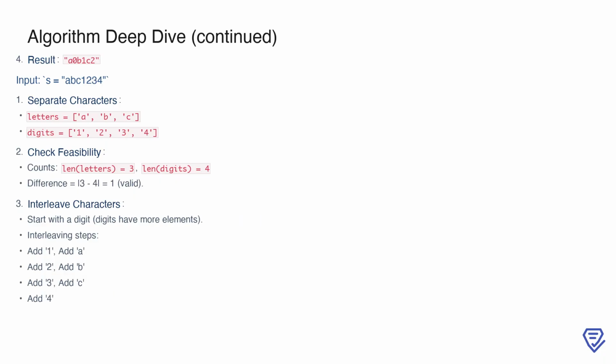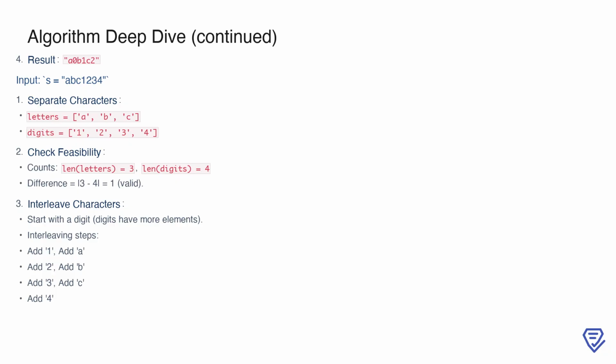Now, let's look at another example with the input string s equals ABC1234. After separating the characters, we have letters equals A, B, C, and digits equals 1, 2, 3, 4. Checking feasibility, the counts are 3 and 4, yielding an absolute difference of 1, which is valid.